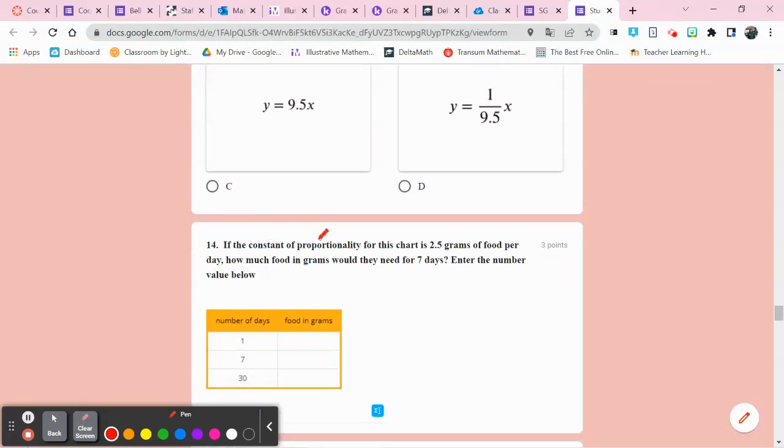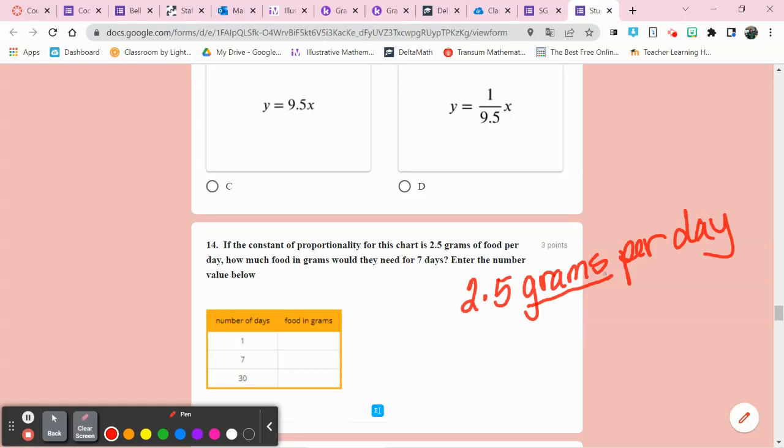If the constant of proportionality for this chart is 2.5 grams of food per day, how much food in grams would they need for 7 days? So our constant is 2.5 grams, and I'm writing out for a reason, per day. And they want to know 7 days. So see, there's grams right behind the constant. And right behind the number they're giving us is days. They're different units. That means we multiply. So we do 7 times 2.5.